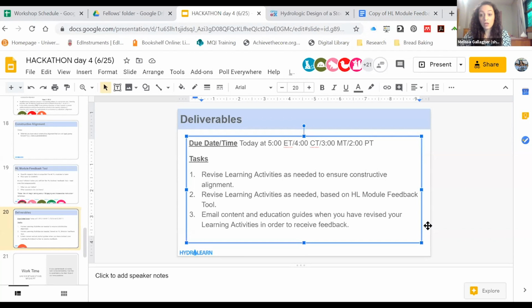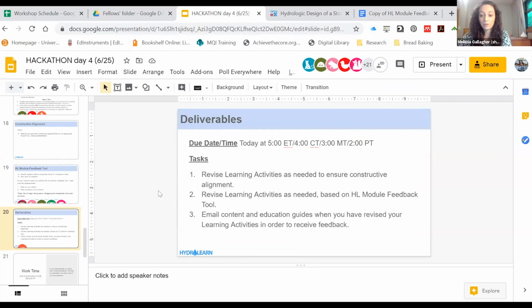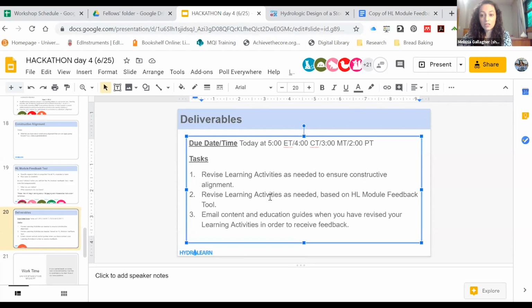And I know that I have a lot of Google Docs that have been emailed to me that I need to look at, and that is my priority first thing. I'm sure that the other content and education guides are further ahead than I am, but I know that is my priority, to give feedback on what you've sent. And please, as you continue to accomplish things or come to conclusions or revisions, please continue to send those on and ask for feedback. So we're going to work until 5, 4, 3, or 2, depending on your time zone.